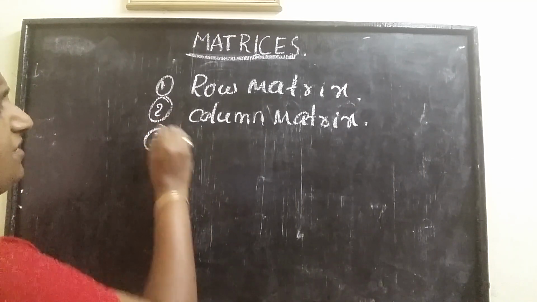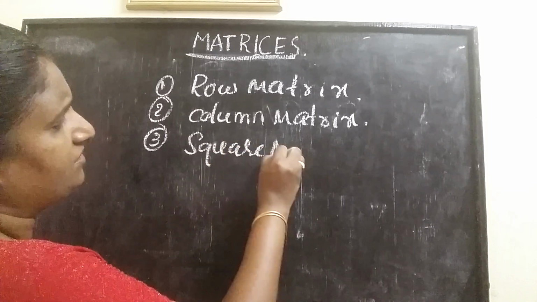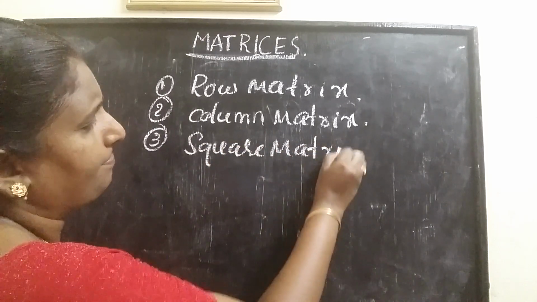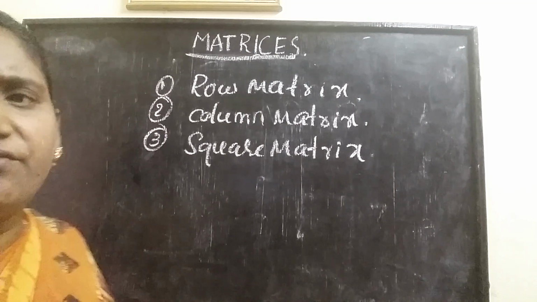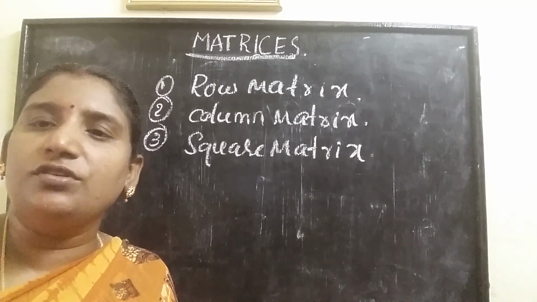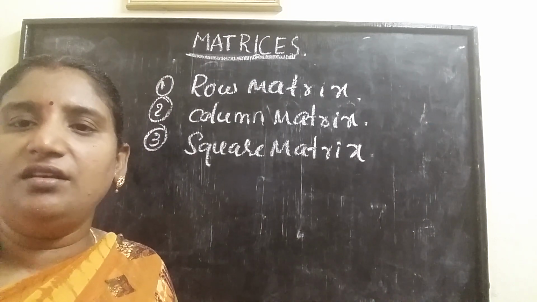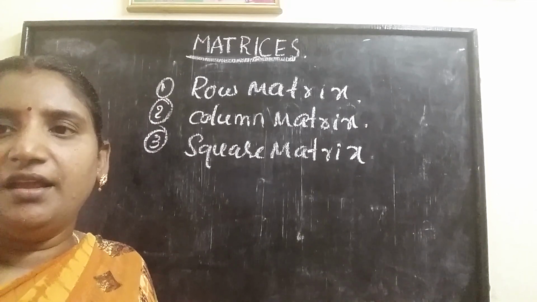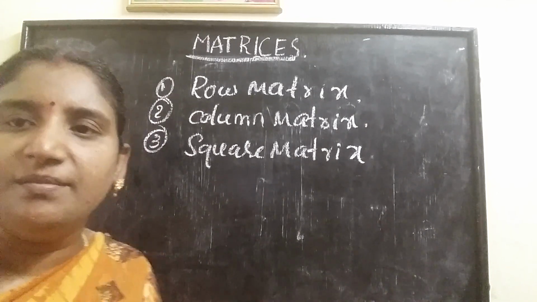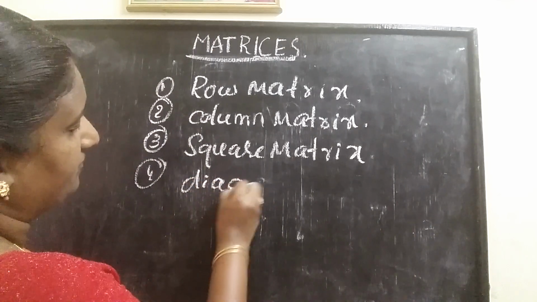The third one is the square matrix. What is meant by a square matrix? If a matrix contains an equal number of rows and columns, m equal to n, then that matrix is called a square matrix. And the next one, the fourth one, is the diagonal matrix.